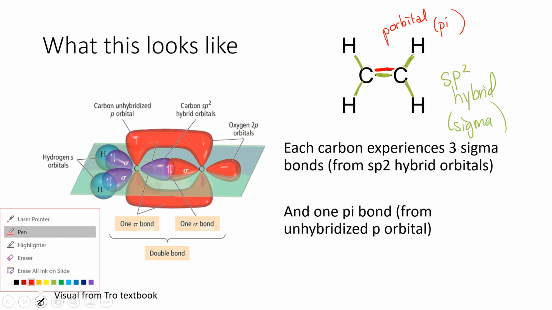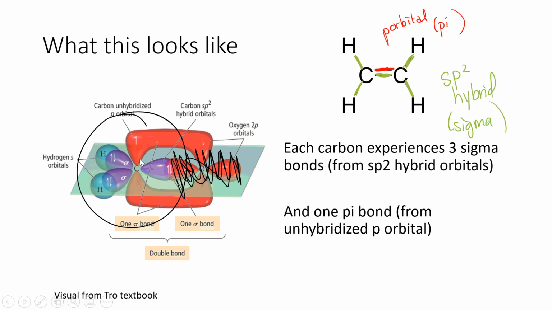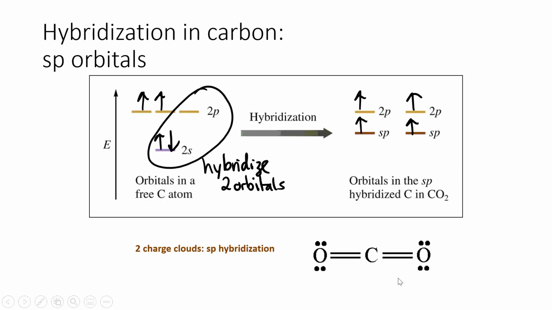And this is the best visual I could find. So ignore this. This isn't exactly the same as the molecule we're looking at. So ignore this half. Just focus on this half of the molecule so you can see what's happening around the carbons. Okay. Now let's look at another example.